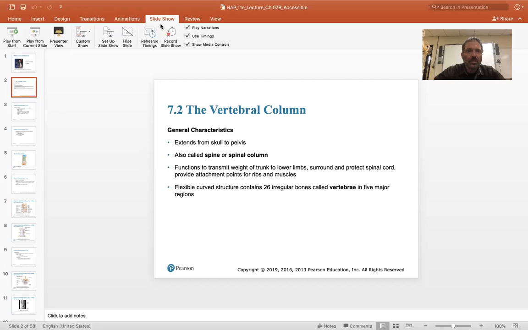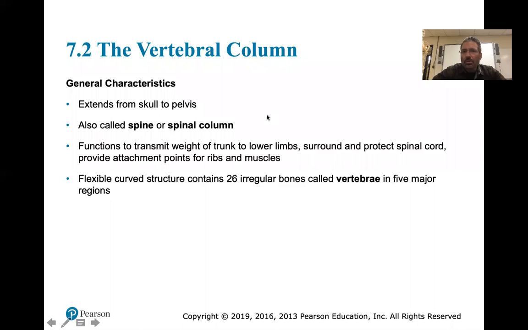Let me just fix this here. Okay, slideshow. Current, there we go. All right, so we'll do the vertebral column. I got some props today. I should have gone home and got other ones, but I didn't think about it. All right, so we'll do the vertebral column.